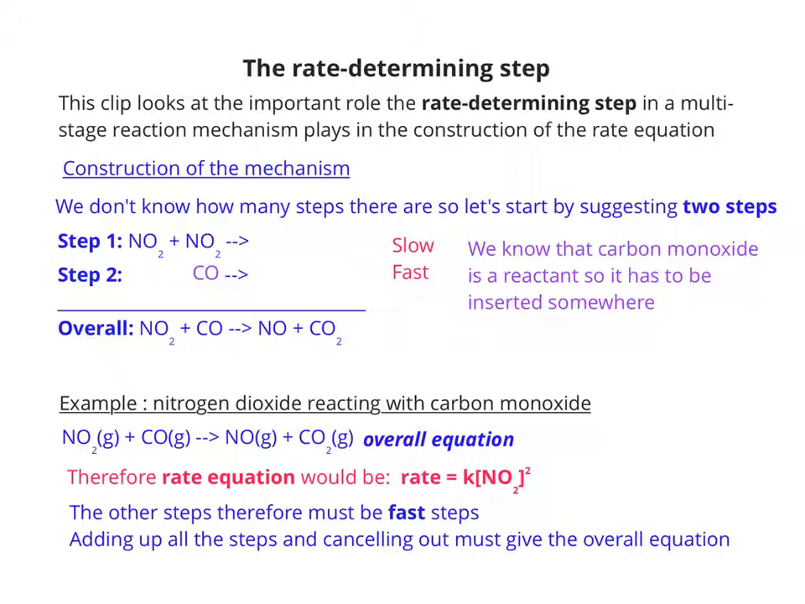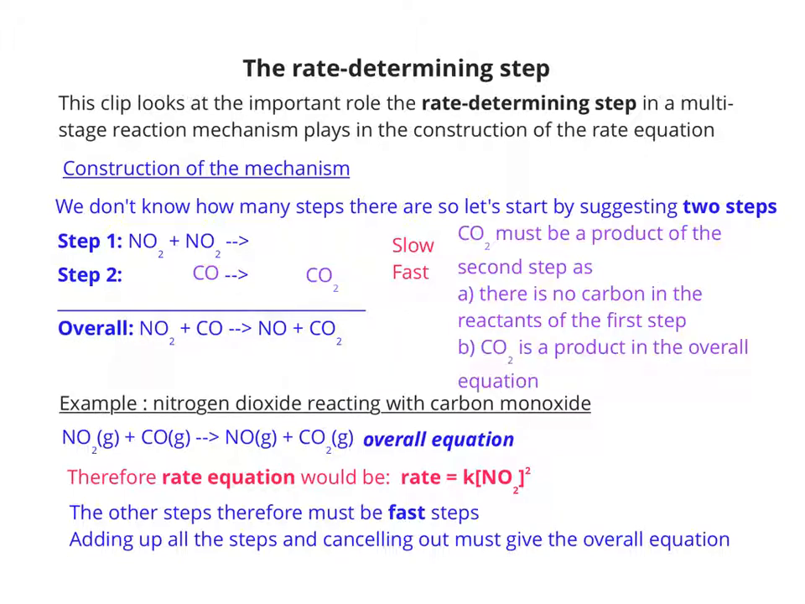So we know that carbon monoxide is a reactant. We can see that from the overall equation. So therefore we have to put it in somewhere, so we need to put it in step 2. So looking at the second step still, carbon dioxide must be a product there because it can't be a product in the first step because there's no carbon in the reactants, but it's in the overall equation, so it must be a product in the second step.